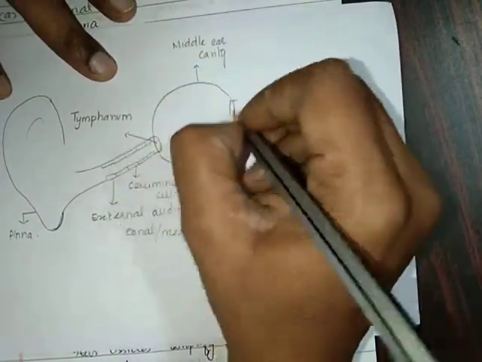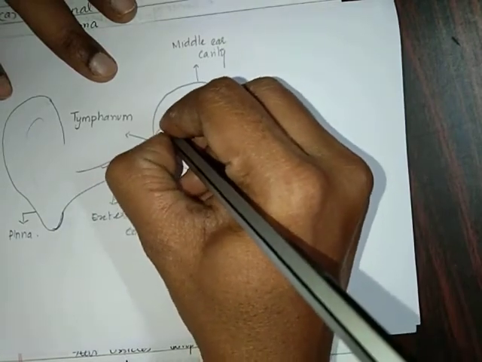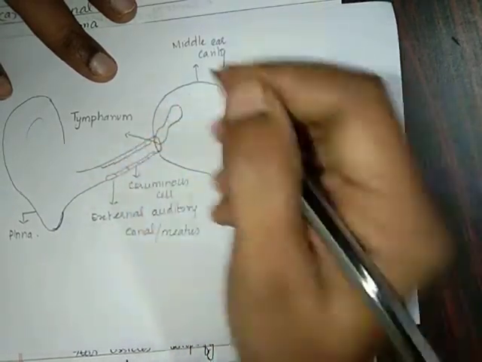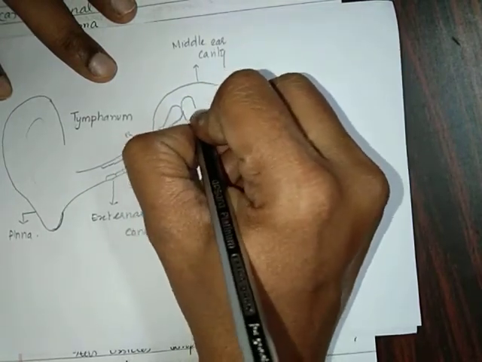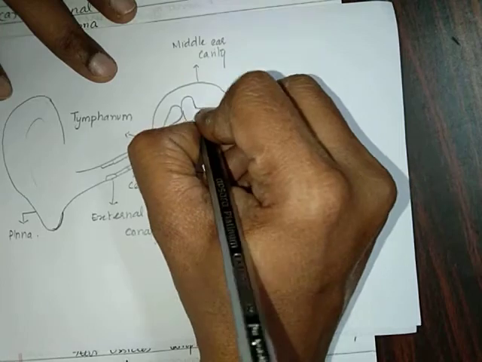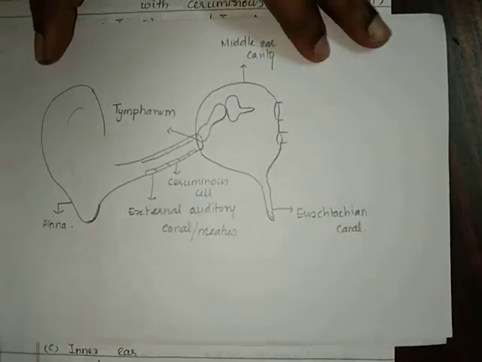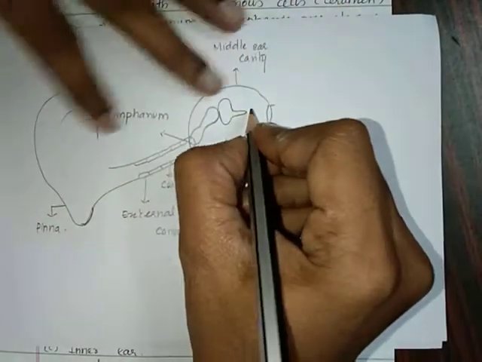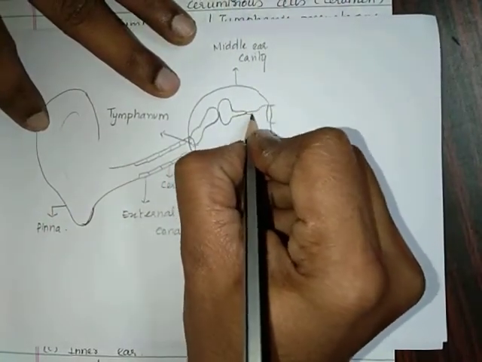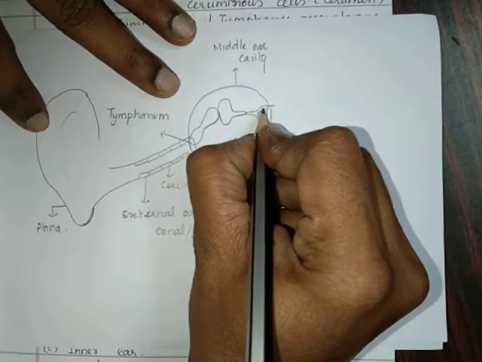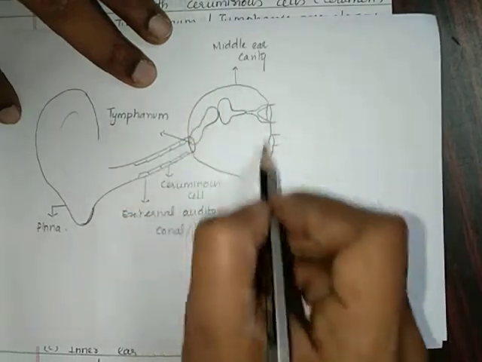This middle ear cavity has three bones, the ear ossicles. The first one is called the malleus, which is a hammer shaped bone. The next one is the incus, an anvil shaped bone, and the third bone is called the stapes, which is the smallest bone of the body, in direct contact with the inner ear. So this is the middle ear cavity.